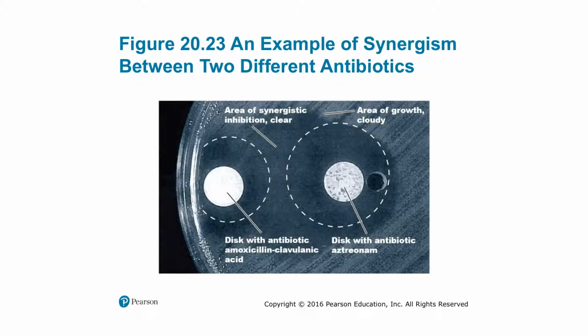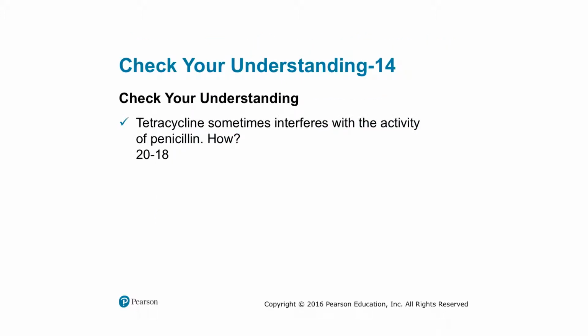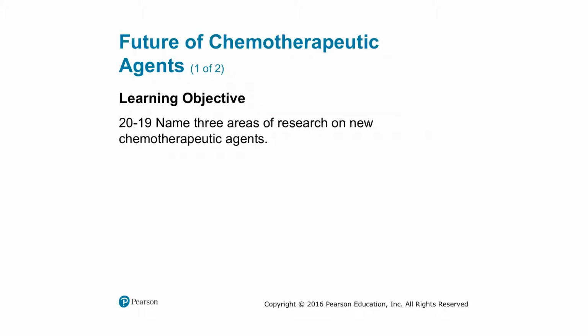And so here is an example of synergistic inhibition. You can see how there's this extra space here. When these two discs come together and get close to each other, they produce this extra space that's not always here if we just had this one and this one in the plate. And so you can see how that could be very useful. If you can combine two antibiotics and make a stronger antibiotic to treat this patient, you might have to give them less of that antibiotic. So here's your check your understanding question. And lastly, the future of chemotherapeutic agents.